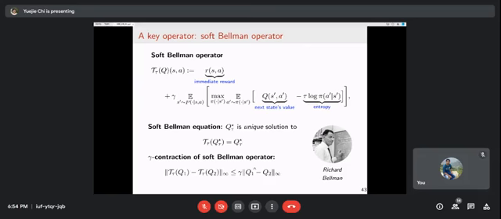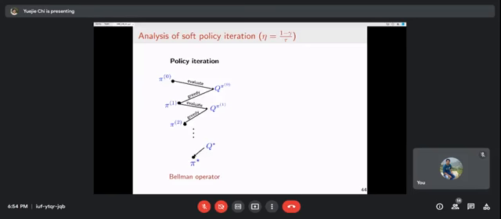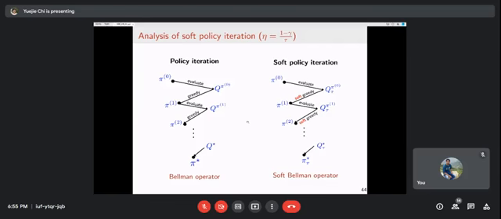So with this soft Bellman operator in place, we can already analyze our algorithm for the special case of soft policy iteration, by directly mimicking the analysis for the classical policy iteration algorithm, where we are doing this dance between the policy and the evaluated Q function through policy evaluation and greedification. And we can basically directly copy the proof for the soft policy iteration algorithm by only changing the greedy step into a soft greedy step.